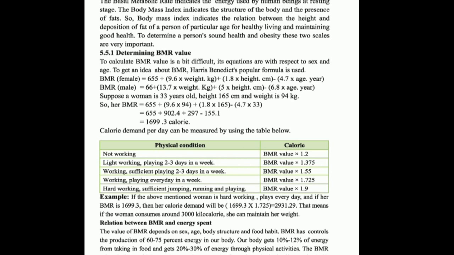Okay, now I am going to describe basal metabolic rate and body mass index. First of all, body mass index. Body mass index is a value derived from the mass and height of a person. The BMI is defined as the body mass divided by the square of the body height and is universally expressed in units of kilogram per meter square, resulting from mass in kilogram and height in meters.